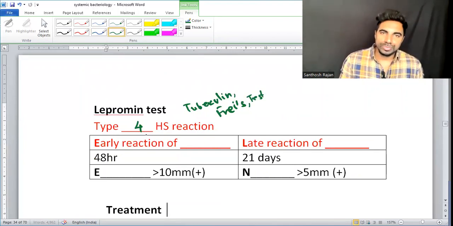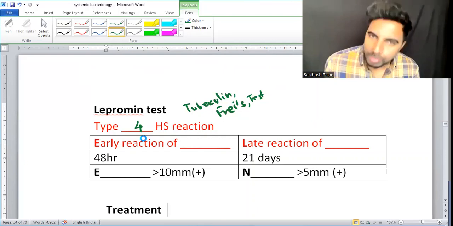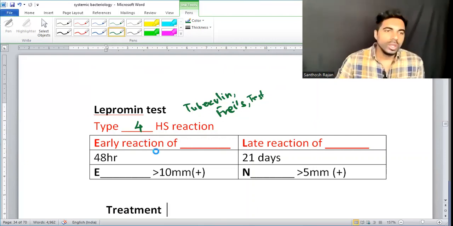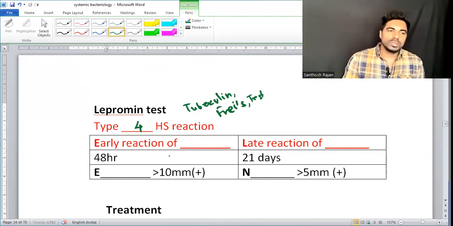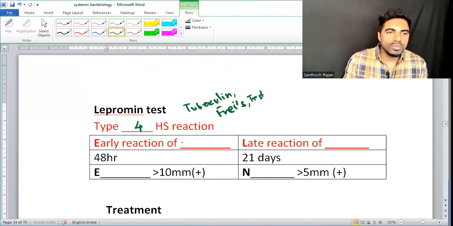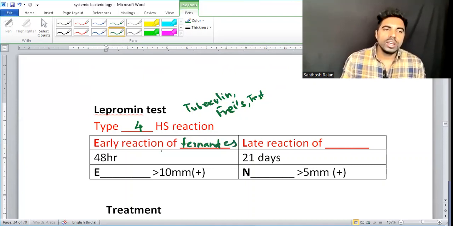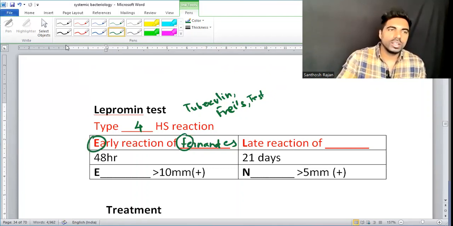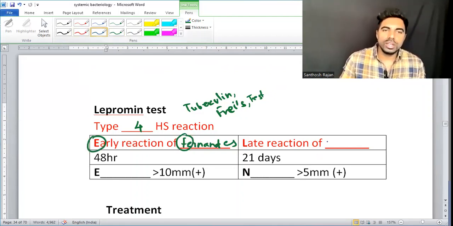And also your, which one? Lepra reaction 1. Lepra 1. 1 plus 4 is equal to 5, right? That also, the whole type 4 reaction. What is the name of the early reaction? Early reaction of Fernandez. E for early reaction of Fernandez. What do they call the late reaction? Late reaction of Mitsuda.